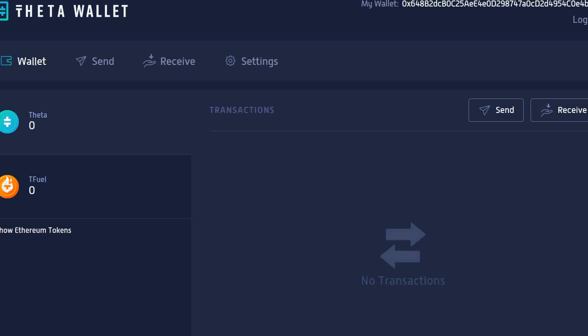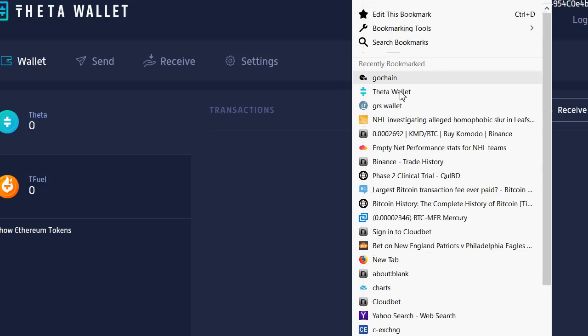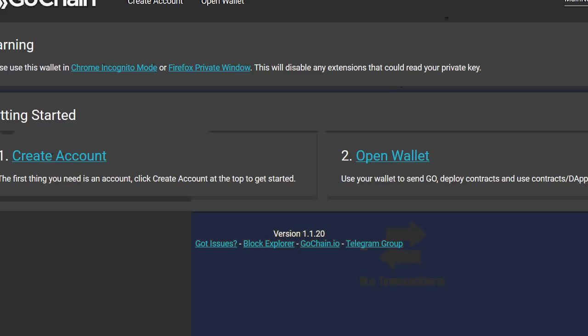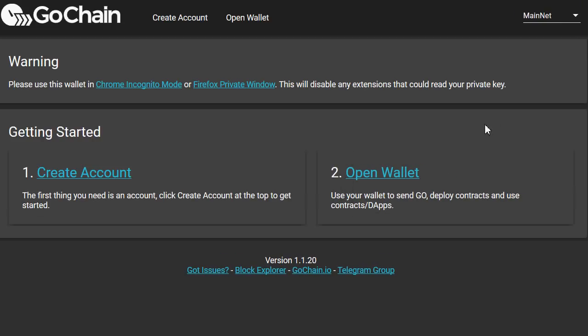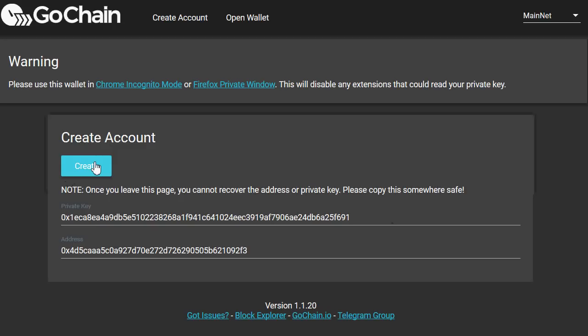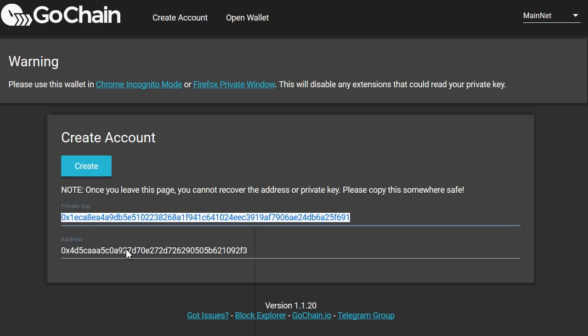So this is the Theta wallet. So if we go, where's my bookmarks? If we go to the GoChain here, this is it for the page. Open wallet, create account. Very simple. And when you create an account, you only get your private key and your public key. This is the key where you would send funds to, your GoCoin to. And this is your private key, of course. Again, like always, something that you want to protect the best means that you can.